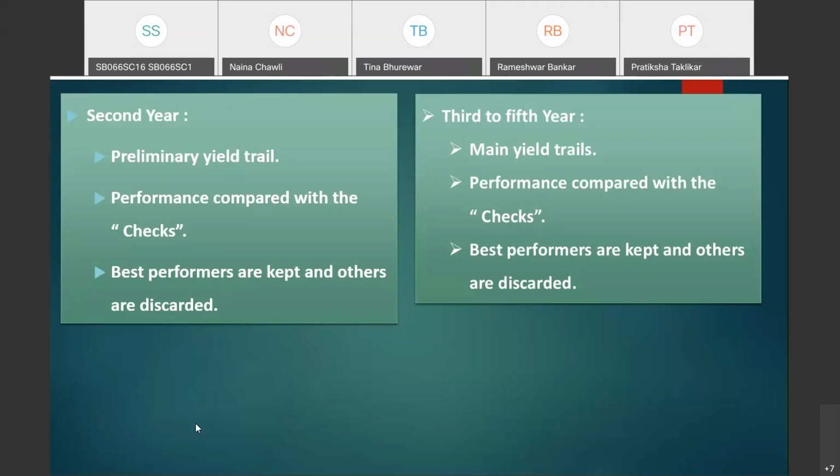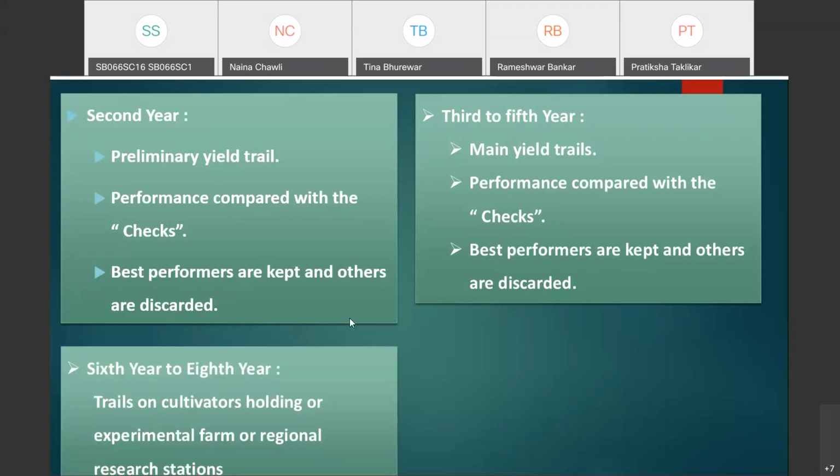Okay, for 3 generations, that is third, fourth and fifth, the main yield trials are carried out. The performance is compared with the checks, that is the existing superior varieties. Best performers are kept and the others are discarded. Okay, that is how the main yield trials are carried out.